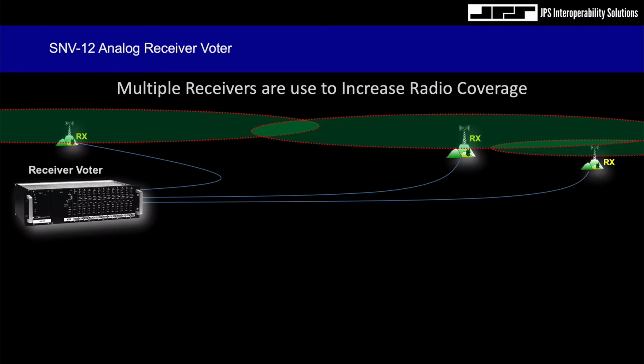So multiple receivers are typically deployed in a region for the sole purpose of establishing greater coverage area, particularly to support subscriber units that exhibit low transmit power. Portable radios are a good example of this. By strategically placing receivers around a region with adequate overlap, you can hopefully ensure that a portable radio user will always be near a receiver that can effectively capture their transmissions.